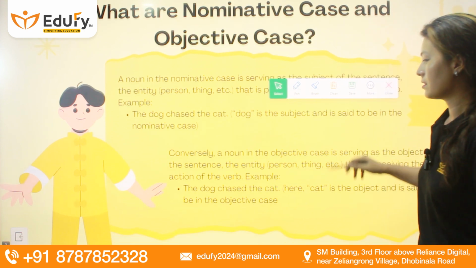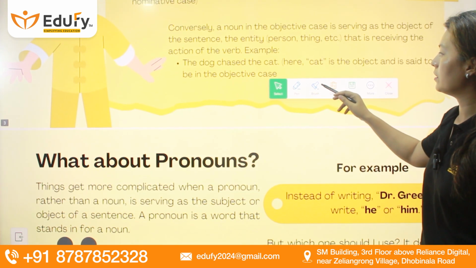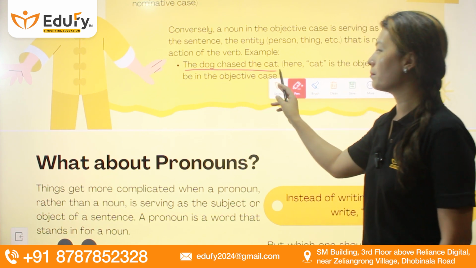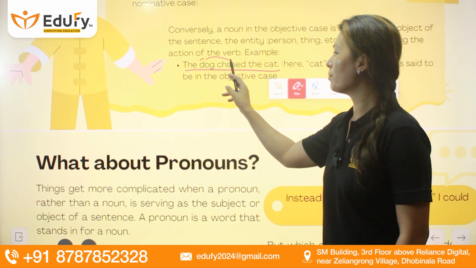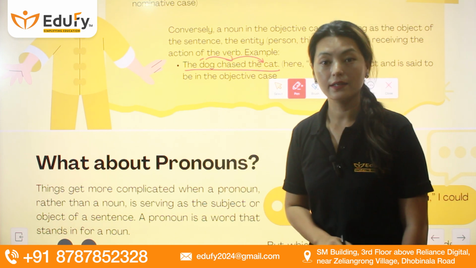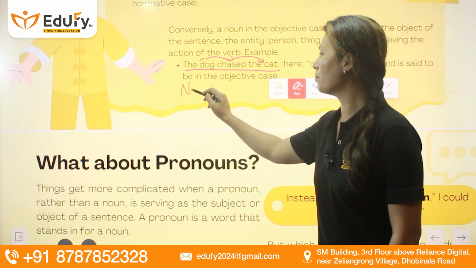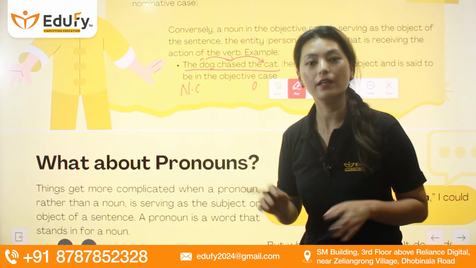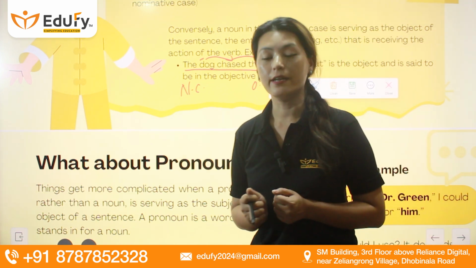If we look at this same example again, it describes how the dog is performing the action of chasing and it is being received by the cat. So this is the nominative case and this is the objective case. It's very simple when it comes to nouns.